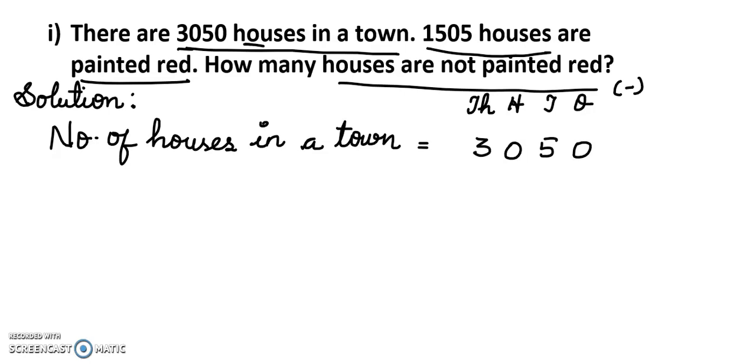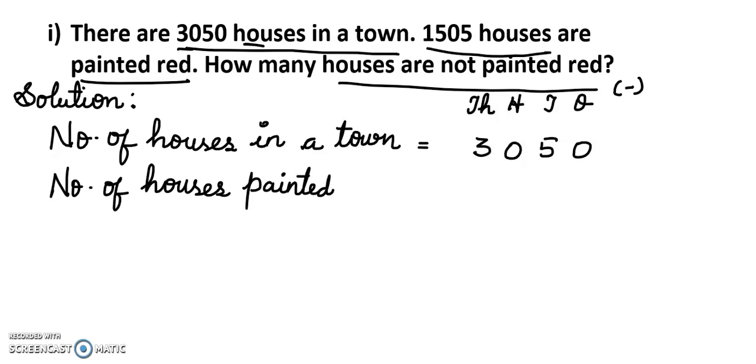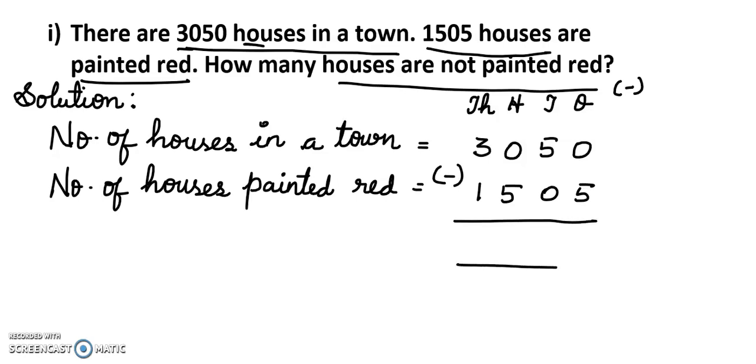Next, 1505 houses are painted red. So what do you have to write? Number of houses painted red. How many houses are painted red? 1505. So we are going to subtract. So write the subtraction symbol.